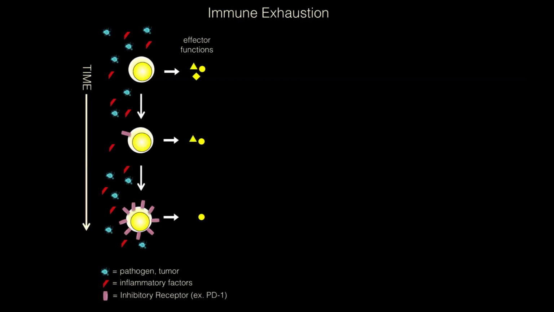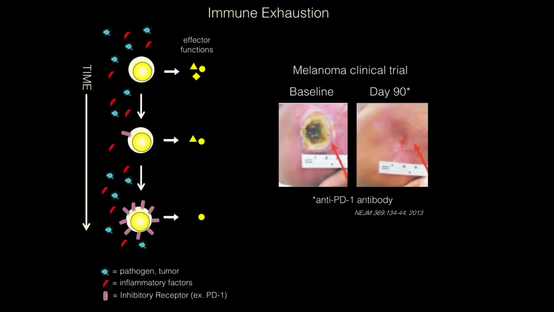because of groundbreaking clinical trial results using therapeutics that block the inhibitory receptor signaling, such as the PD-1, PD-L1 axis, for example. So here's an example from a melanoma study where a patient was on an anti-PD-1 clinical trial, and it shows complete eradication of the tumor 90 days after the initiation of the treatment. So this result suggests the reversibility of the exhaustion state, and this reversibility has been shown in animal models as well.